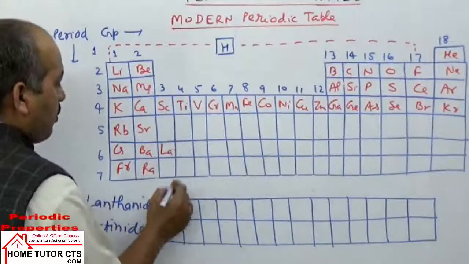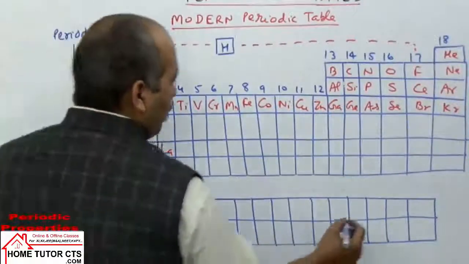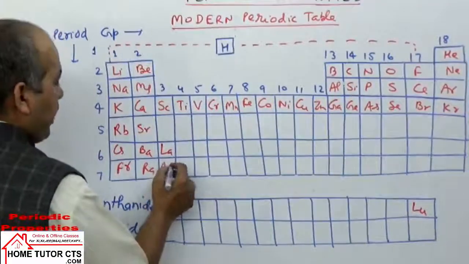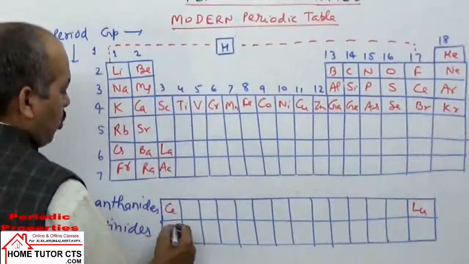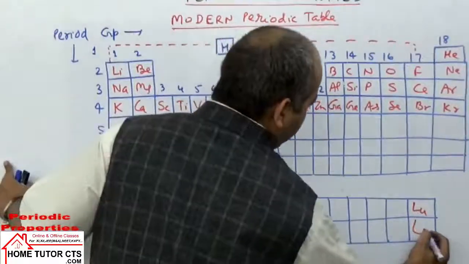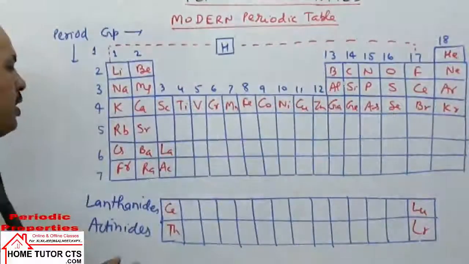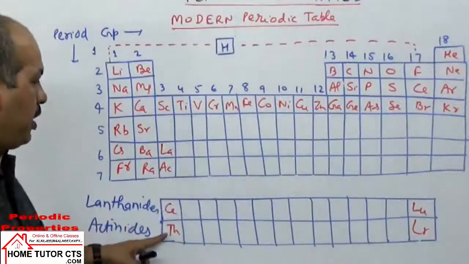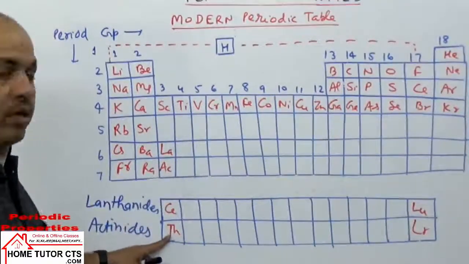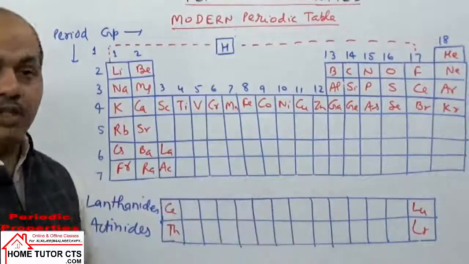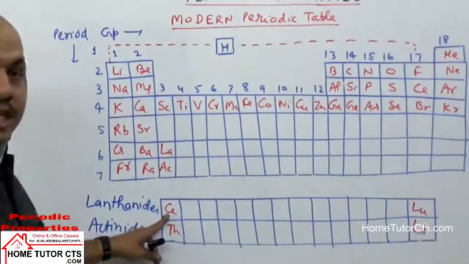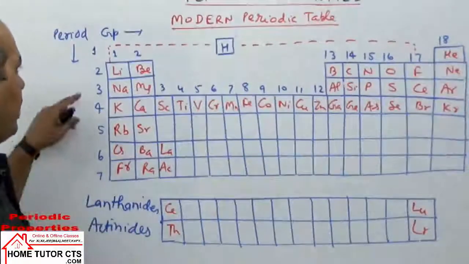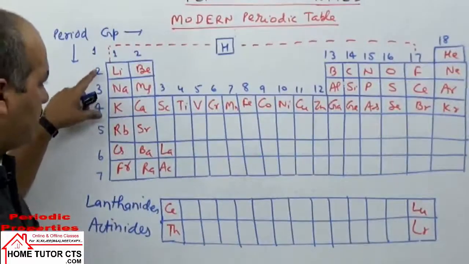We call them lanthanides, starting from cerium to lutetium, and they follow lanthanum. Then the actinides follow actinium, atomic number 89, from thorium to lawrencium, Lr. These elements are called actinides, which follow actinium, 89 atomic number. Thorium is 90 atomic number to lawrencium 103, and cerium is 58 atomic number to lutetium 71.